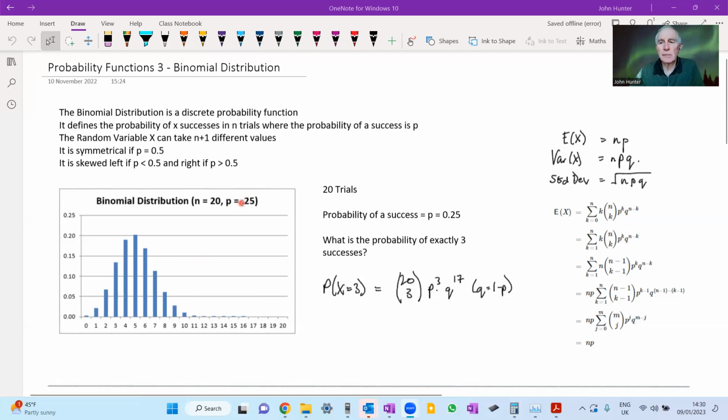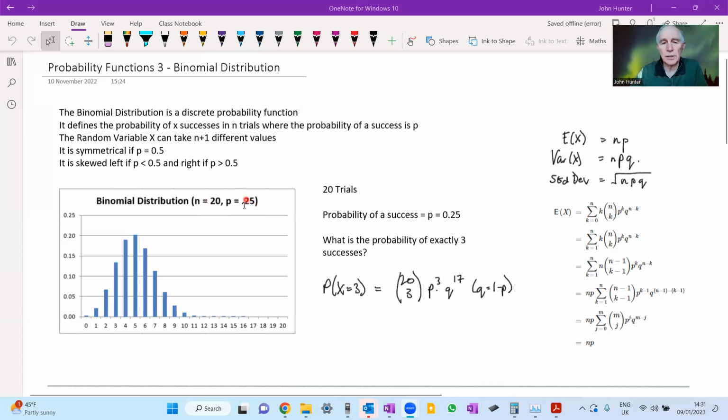In some situations, the terminology for a success can be a little bit confusing because we might be talking about the number of times that a test is failed, and in binomial speak, a fail would be a success, because that's the thing that we're applying the probability of 0.25 or whatever to. Okay, so that is basically the idea.